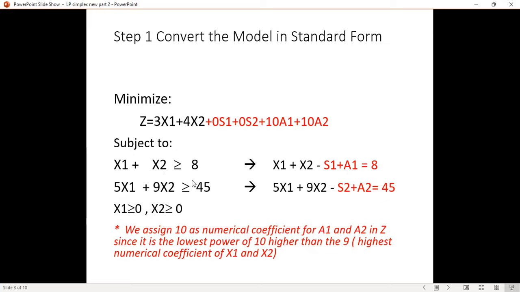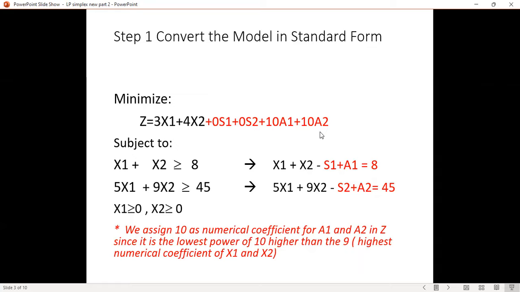For the second constraint, it becomes 5x1 plus 9x2 minus S2 plus A2 equals 45. The surplus variables will have 0 coefficients in the objective function, so we added 0S1 plus 0S2 in the objective. And since we entered artificial variables, we added plus 10A1 plus 10A2.